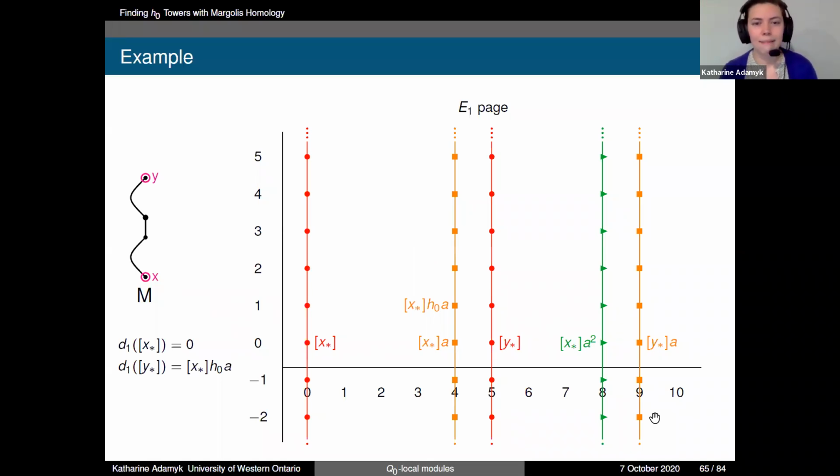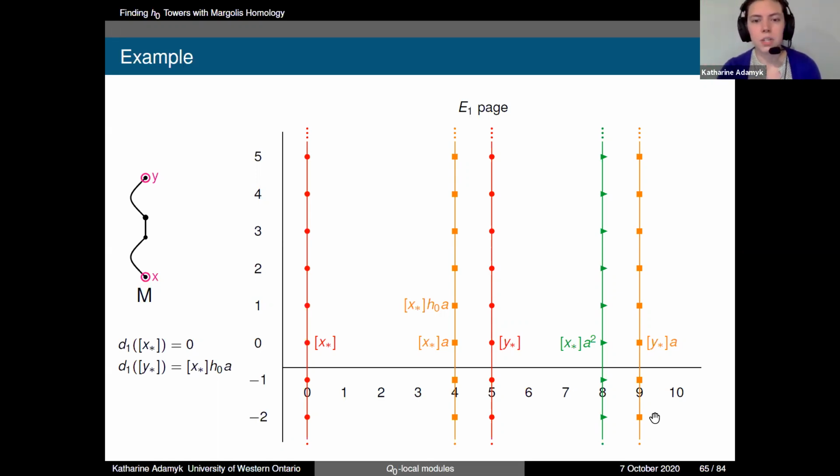So here's my spectral sequence for the 1 Seagull. So again, this E1 page looks like a tower for X dual and Y dual. Those are the towers that are the red circles that you see in degree 0 and 5. And then as we increase the filtration degree, those repeat every 4 degrees. So that gives us first the orange squares and then the green triangles.